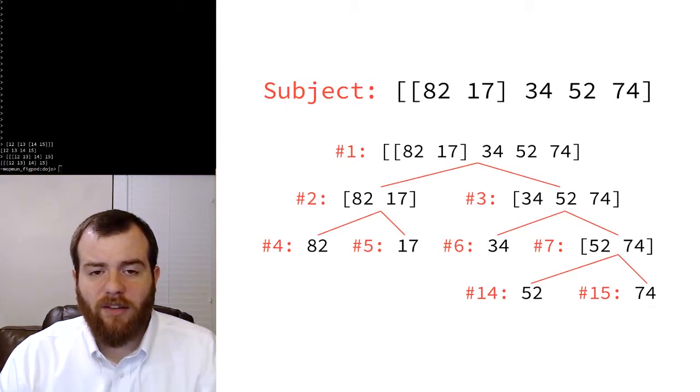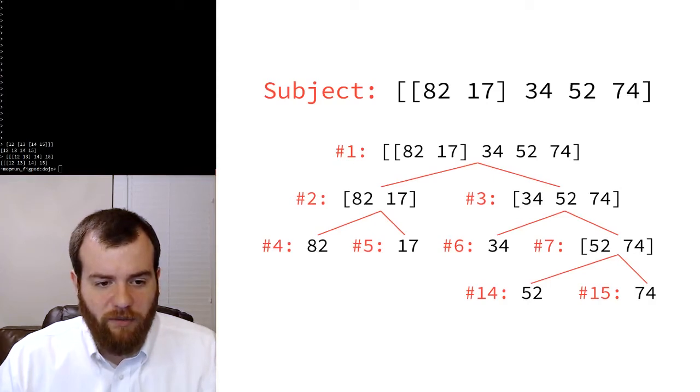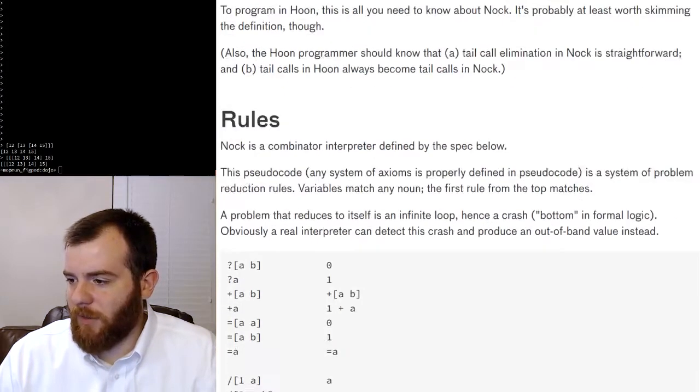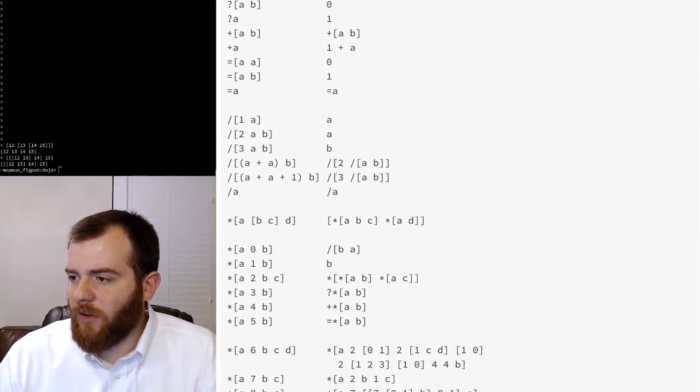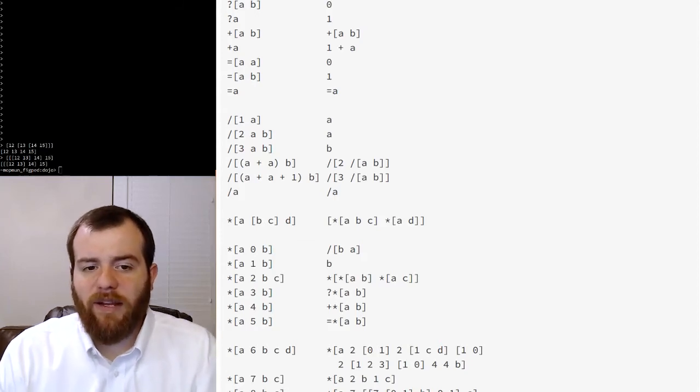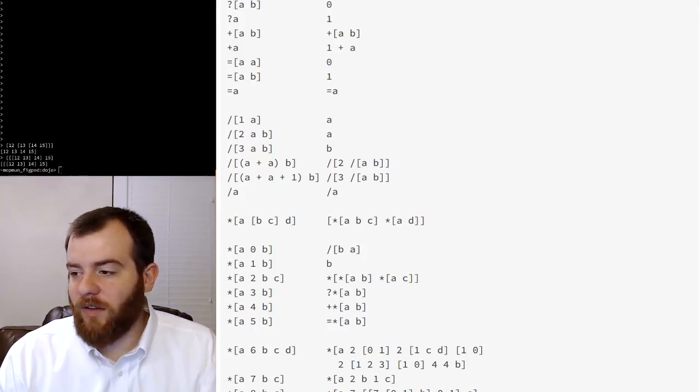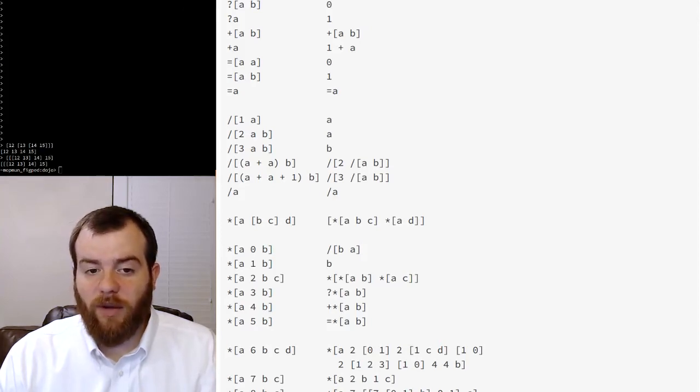Okay, so that's all I really have to say about the subject of the NOC function. So what about the formula? The formula is described in the definition of the NOC Spec. So let's take a look at that. Let's go to the Urbyte website and take a look at the NOC Spec. I'm going to scroll down a little bit. It's important to note first that the NOC Spec is not actually written in the syntax of the NOC formula. This is a series of reduction rules that's described. These are reduction rules which describe NOC. This isn't NOC code itself.